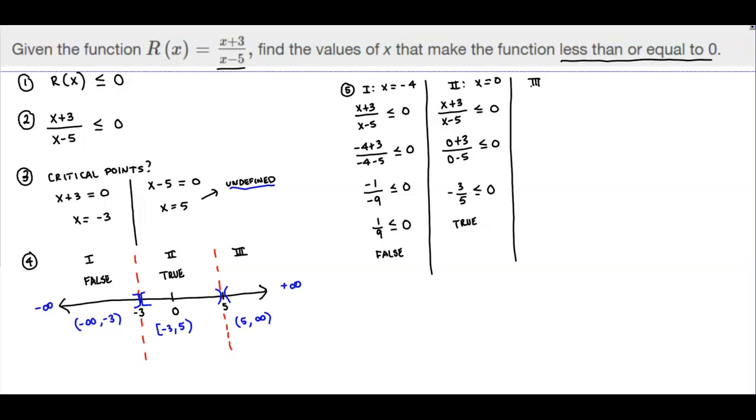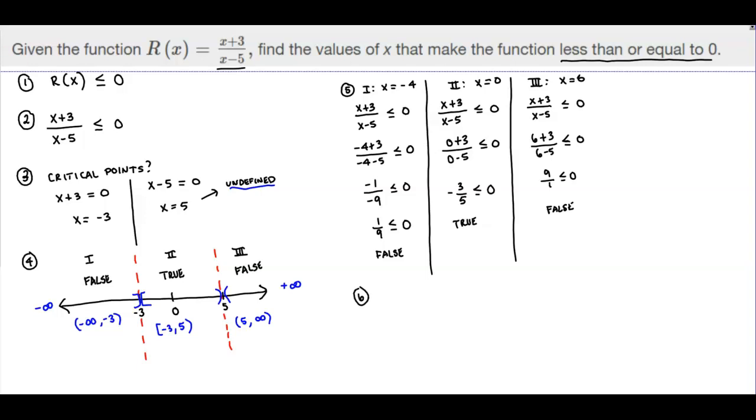And then if we take a look at region number 3, we're going to let x equal 6 as it comes after 5. So again, using the expression x plus 3 over x minus 5, we want to check whether that is less than or equal to 0. So we have 6 plus 3 over 6 minus 5. 6 plus 3 is 9 over 1. So is 9 less than or equal to 0? Well, that answer is false. So we know that it's false for region number 3.